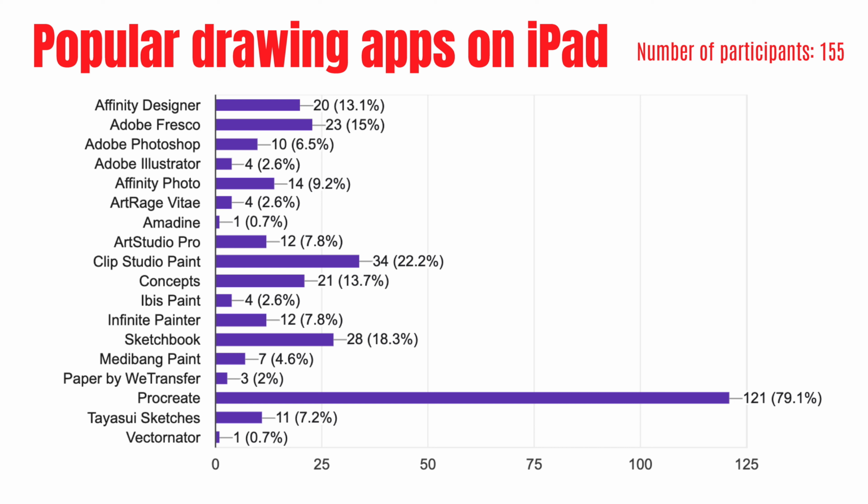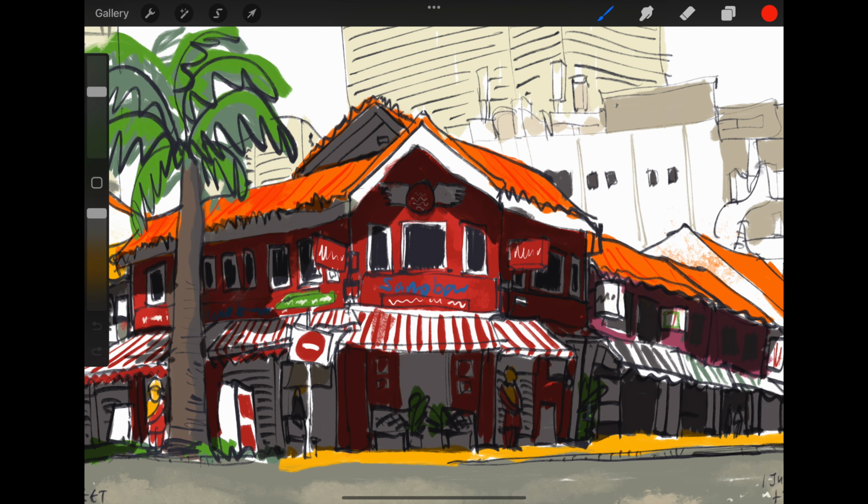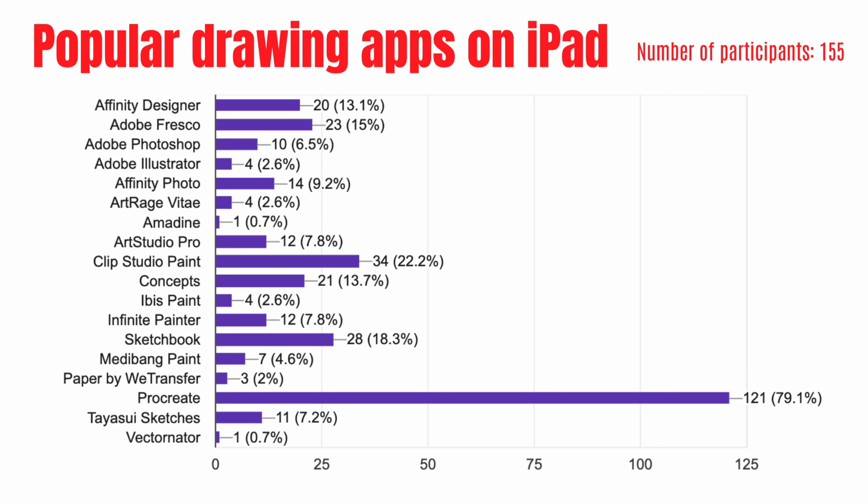So let's have a look at the results, and I don't think it's very surprising that Procreate is number 1. Out of the 155 participants, 121 use Procreate as one of their main drawing apps. Procreate is a user-friendly and capable drawing app, and it's a one-time purchase, so it's not surprising it's ranked number 1. If you look at the other apps, you can see they have considerably fewer votes.